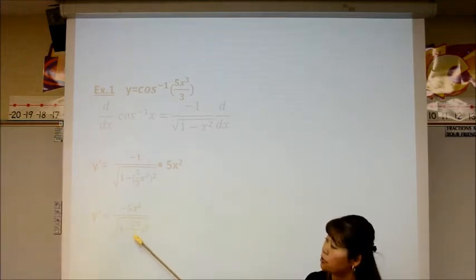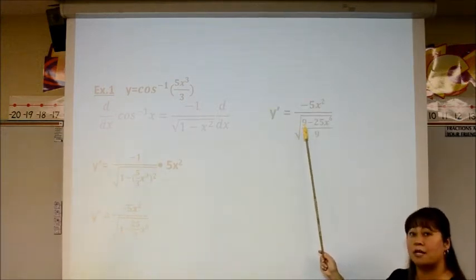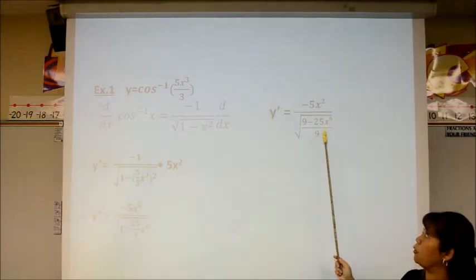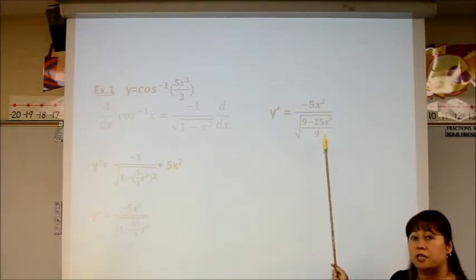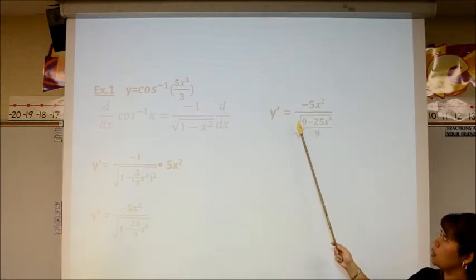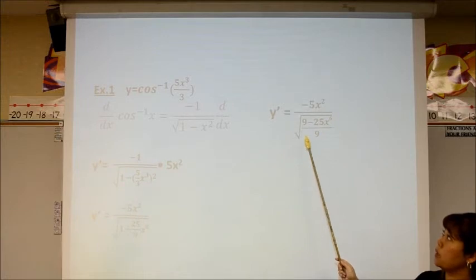The common denominator is obviously 9, so we're going to have to make this a 9 over 9. When we put that together, it's going to look something like this: 9 minus 25x to the 6th power, all divided by 9. Now, in some cases, you may actually split up the square root. We're going to take the square root of the numerator, the top part, and then the square root of the bottom part.